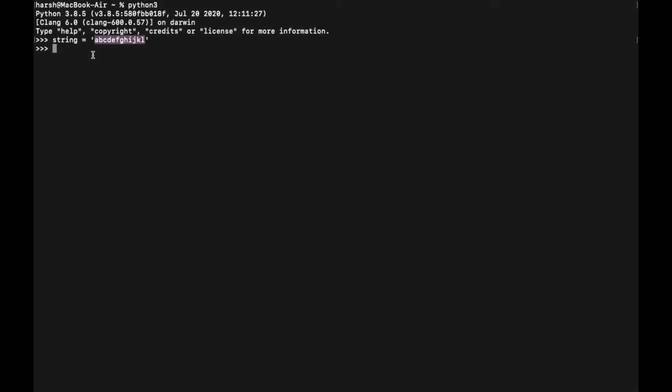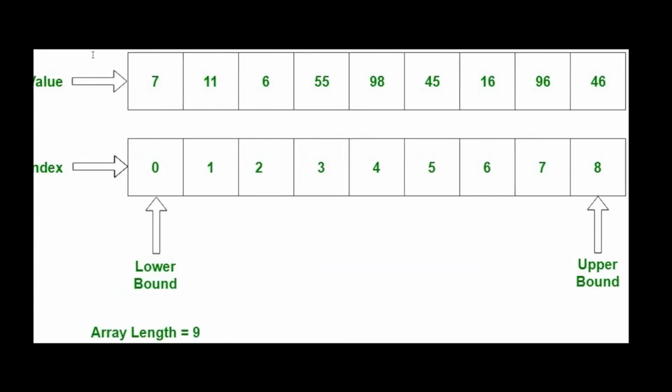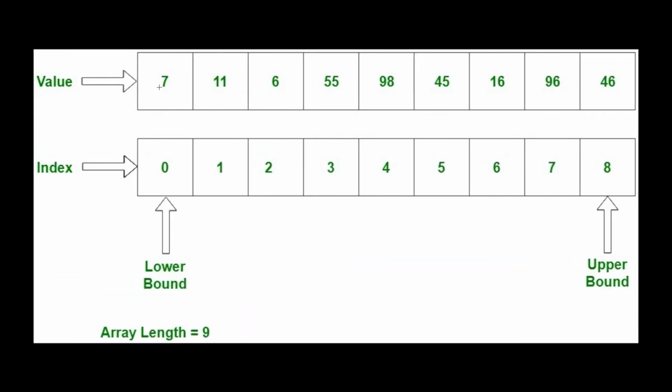If you want to visit an individual element of an array, you will have to know the complete address of that element in that particular array. That pinpoint location of that element in an array is called the index. Now how do we specify an index? Let's say we have an integer array storing 9 values: 7, 11, 6, 55, 98, 45, 16, 96 and 46.